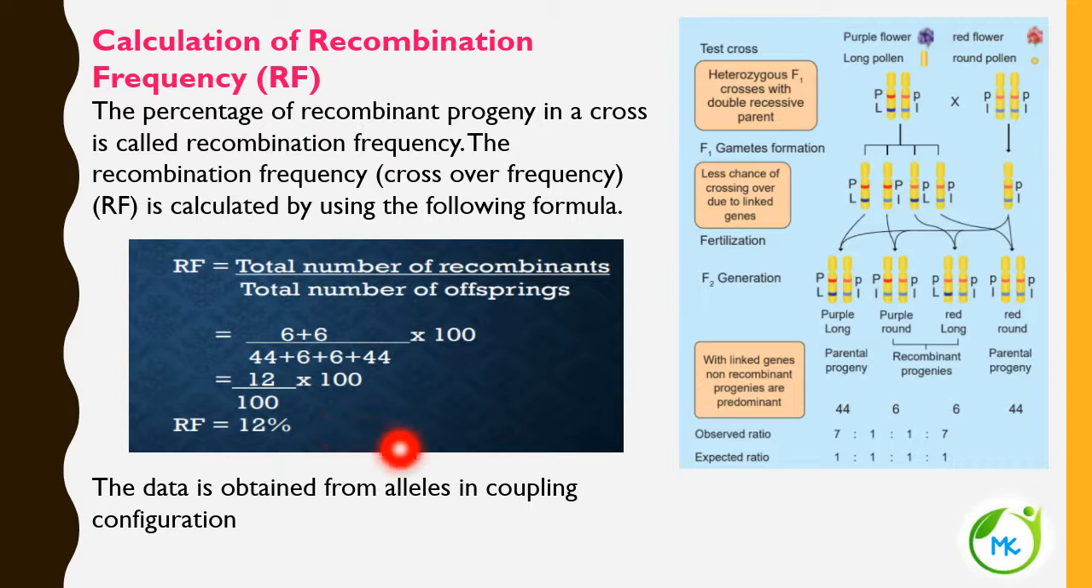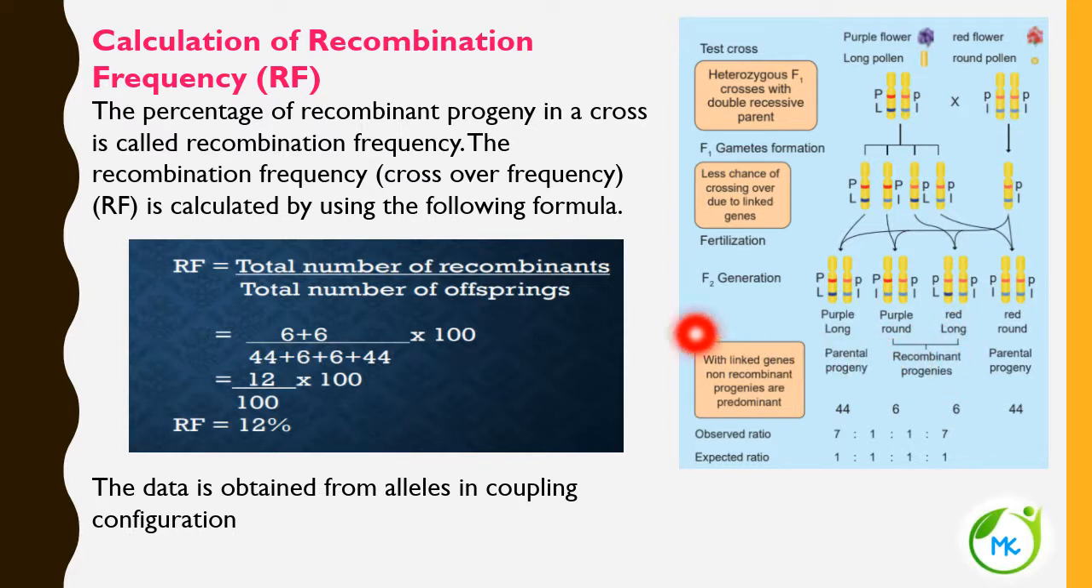For the data, I have taken here the coupling configuration cross. So here the parental type is purple flower long pollen and the other parent is red flower round pollen. When we cross these two parental varieties, you can find the recombinant varieties. Out of this, we are getting the parental progeny purple long and red round. And what are the recombinants we are getting? Purple round and red long. So these are the recombinants.